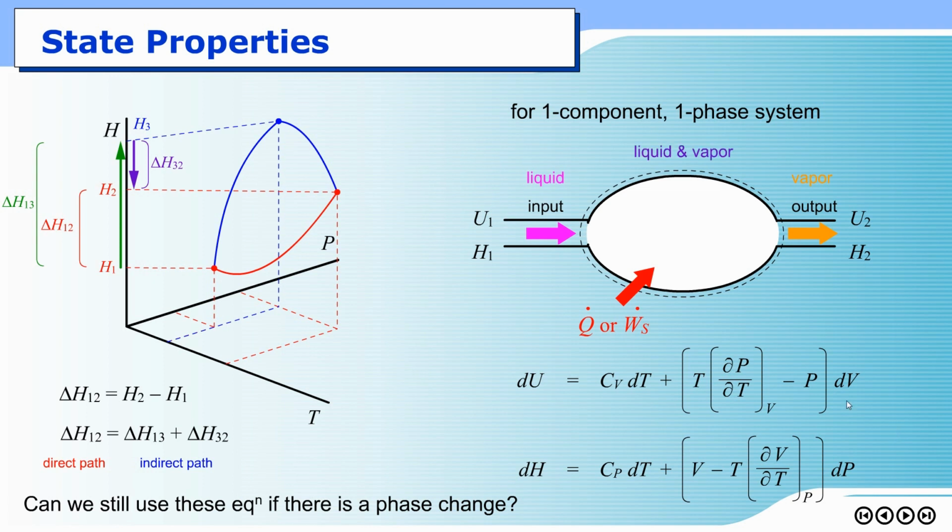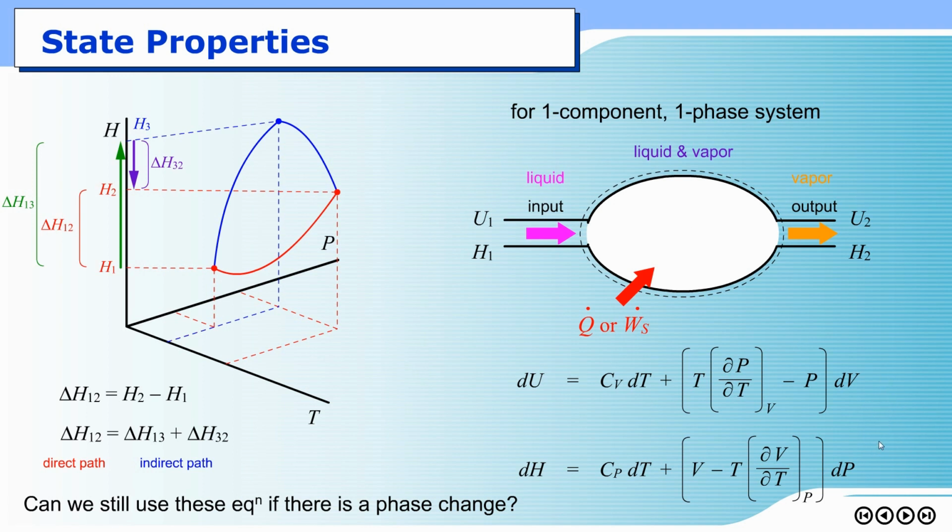The answer is that inside the boiler, there must be two phases together, right? But you have to be aware that these two equations were derived under the assumption that it was derived for one component, one phase system only. If in your system there are two phases, then the degree of freedom will be reduced from 2 to only 1. Okay, so these two equations are no longer valid.